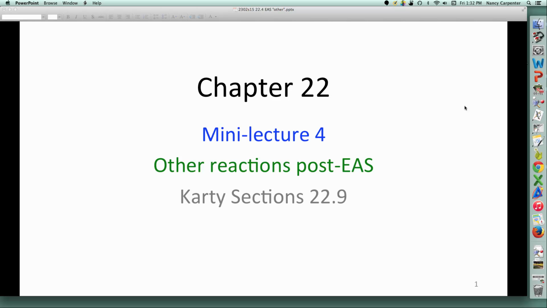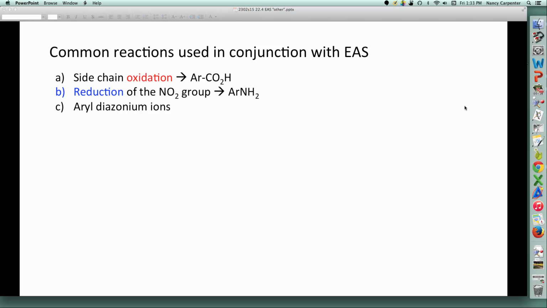All right, in the next little bit of Chapter 22, we're going to take a slight detour away from electrophilic aromatic substitution and look at some typical reactions that allow us to manipulate these substituents we're putting on the aromatic ring. They're pretty handy for synthetic purposes, if you know what I mean.